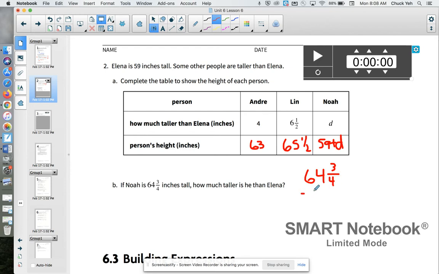And then because this is subtraction, we don't have to worry about changing it to another number. So 3/4, because 3/4 minus 0 is 3/4. 64 minus 59 is 5. So how much taller is he than Elena? 5 3/4. Okay, that's the answer.